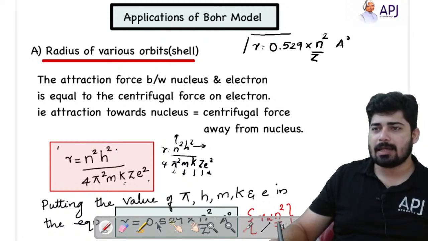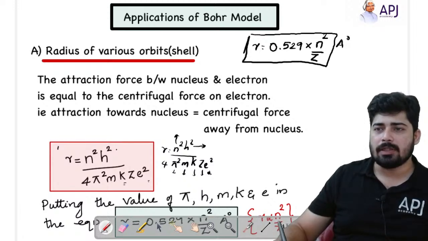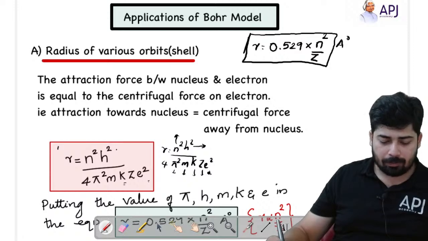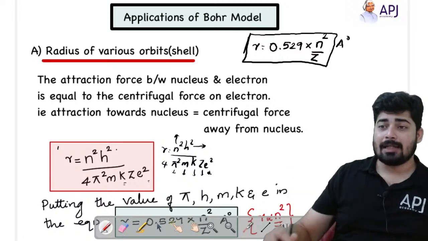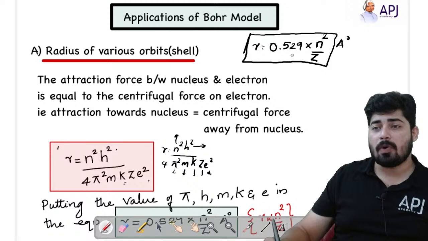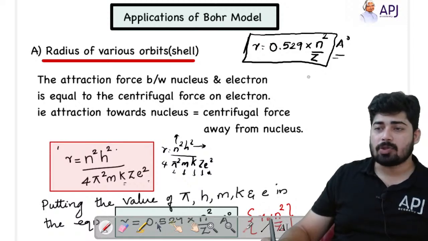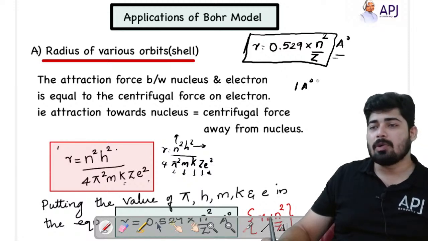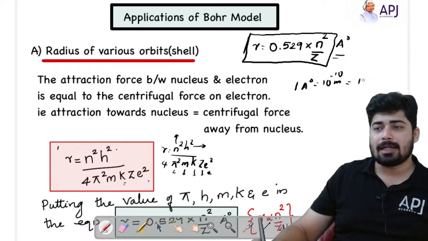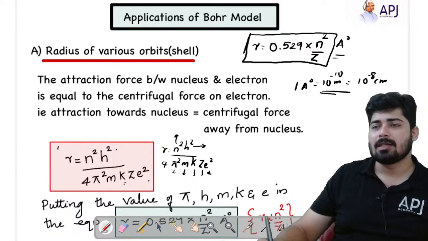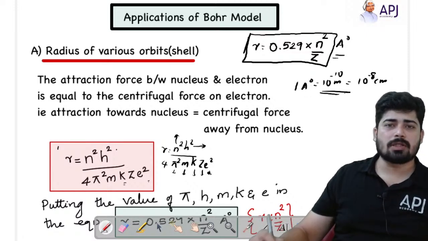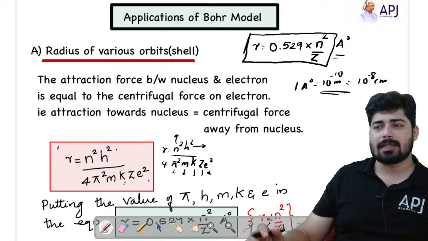So this is the first application of Bohr model. You can find out the distance between the nucleus and the particular orbit where the electron lies, and the equation is r equal to 0.529 n square by z Armstrong. 1 Armstrong is equal to 10 raised to minus 10 meter, or you can write it as 10 raised to minus 8 centimeter. So this you might have studied in physics from the first chapter.